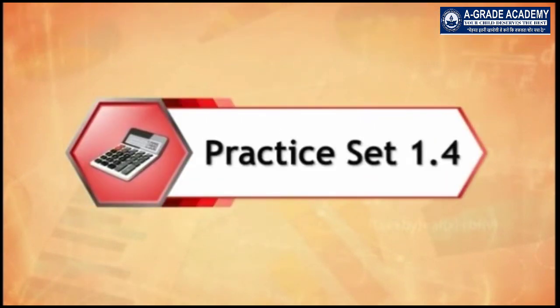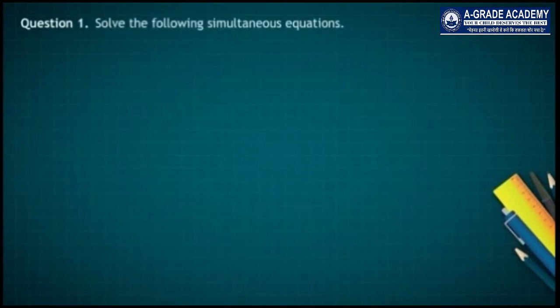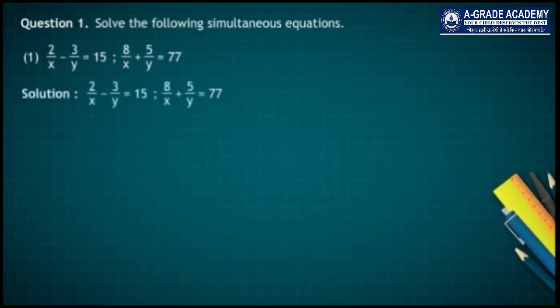Now we will solve practice set 1.4. Question number 1. Solve the following simultaneous equations. 1. 2/x - 3/y = 15, 8/x + 5/y = 77. Solution. 2/x - 3/y = 15. 8/x + 5/y = 77.